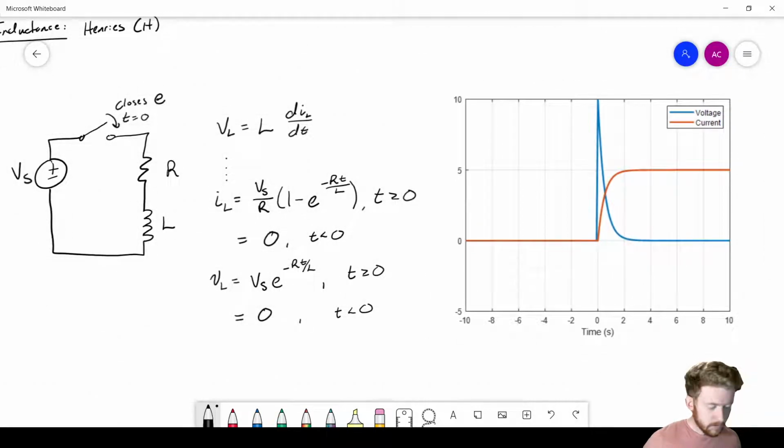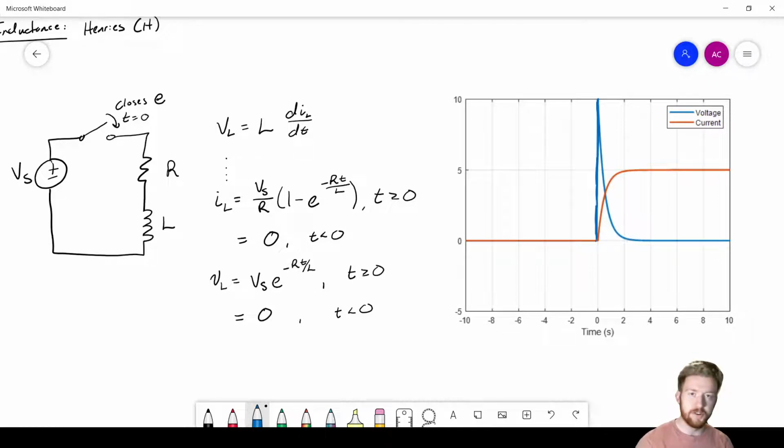So what we can see is that before the switch closes, everything is pretty boring because it's just an open circuit. So there's 0 voltage and 0 current across that inductor. But once that switch closes, and I'm going to use the blue color for voltage, you can see that the voltage of that inductor just shoots all the way up and reaches that maximum. What's interesting is that during that maximum, the inductor's voltage reaches the supply voltage.